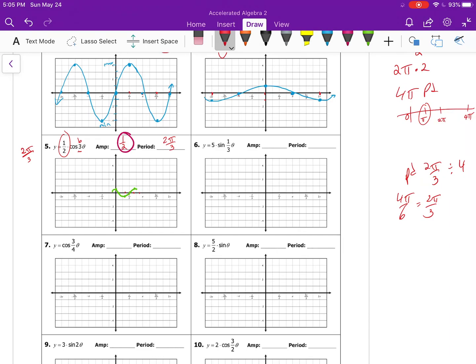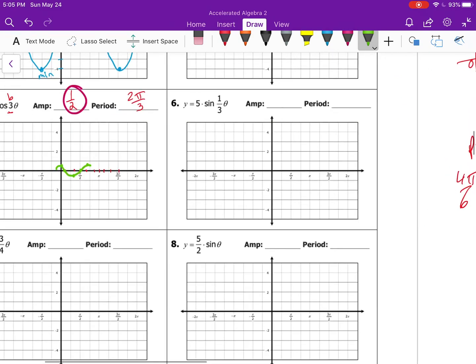We can keep going by thirds. We ended up at 4 sixths. So then we would have 5 sixths, and we would have 6 sixths, which would be pi. And then we'd have 7 sixths, which would just be past pi. And then we'd have 8 sixths, which is 4 thirds. So that would be right there. And then we'd have 9 sixths, which is 3 pi over 2.